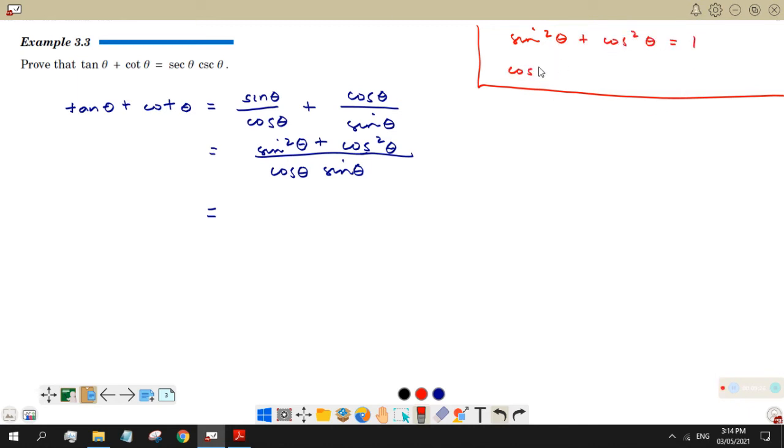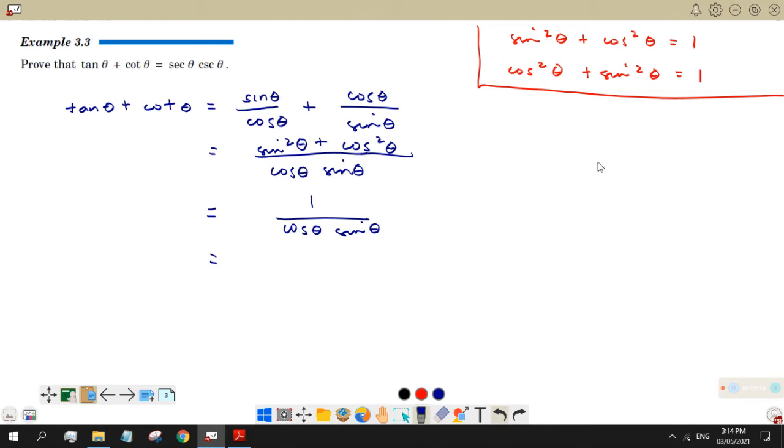On the book, it is cosine squared theta plus sine squared theta is equal to 1. Parehas lang yan, kasi ang addition naman ay commutative. Pwede sila magbaligtad. So we know that the numerator is simply 1. And then for the denominator, we have cosine theta, sine theta. What are we going to do next?